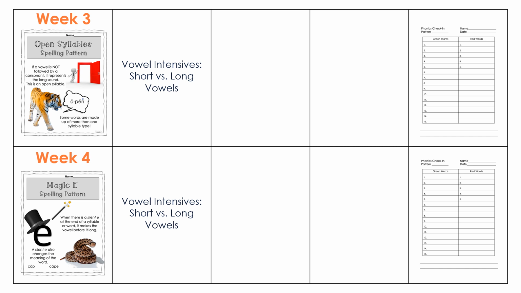So within weeks 3 and 4, I'm going to review open syllables and magic E or consonant vowel consonant E words. However, I'm also going to embed short versus long vowels instruction. In Orton Gillingham we call that vowel intensives. It just means we're teaching to mastery. We're teaching vowels very intensely. And there are several suggestions of how to do vowel intensives that I will link in this video.